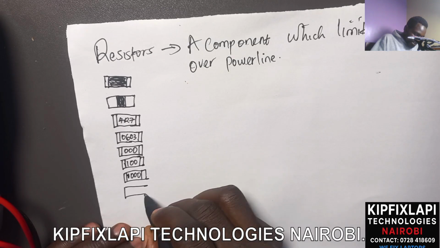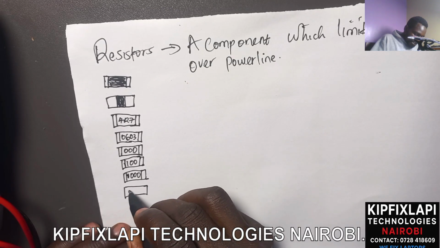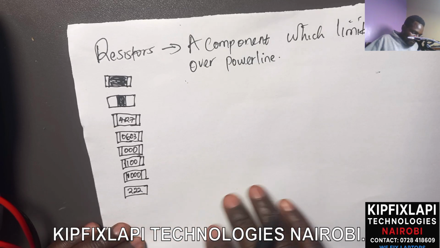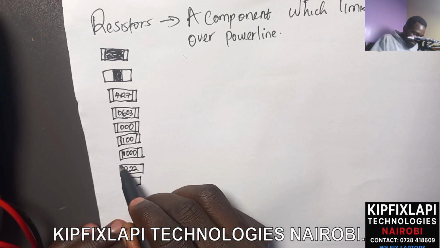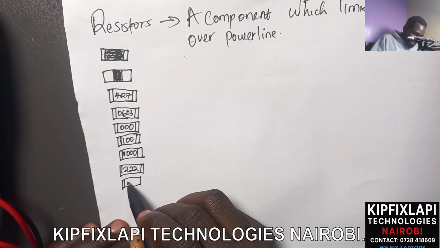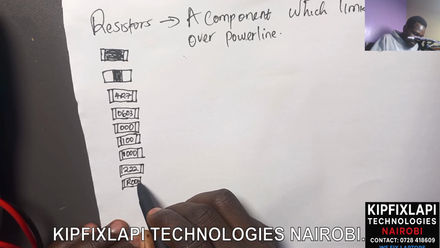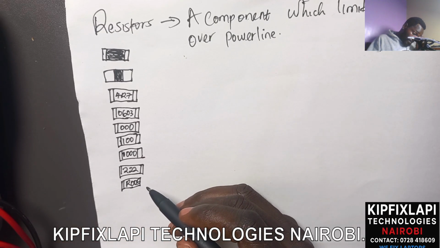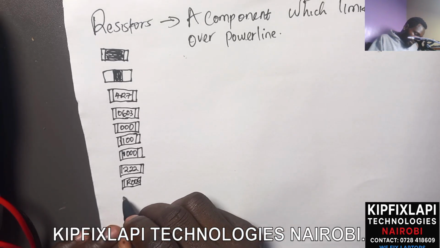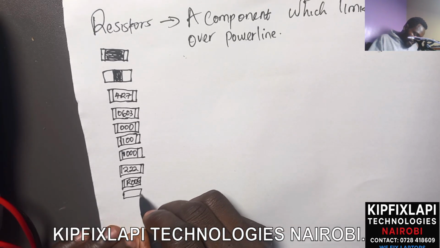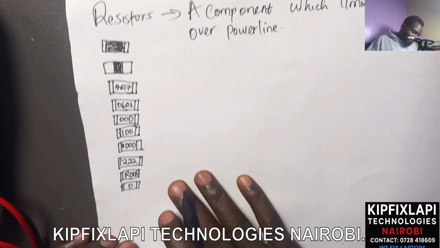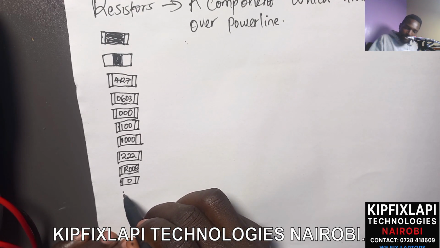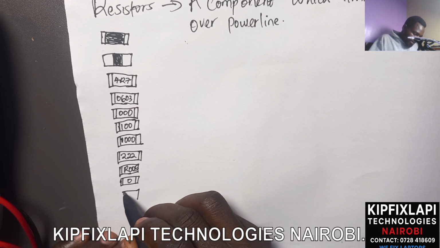You could find another one, maybe written 222. You might find another one written R005. There are several of them. You might find another one, which could be just 10. You might find another one, maybe written 2.3. We are going to discuss all of them.